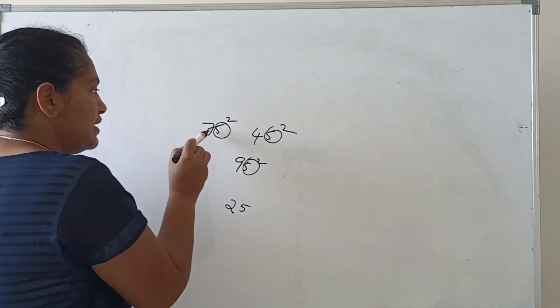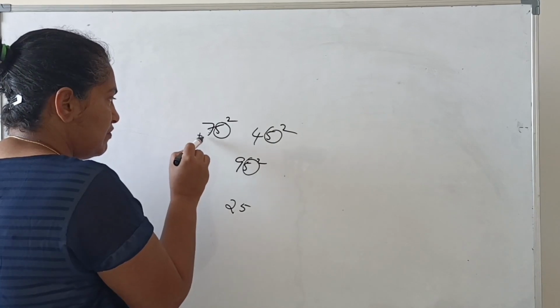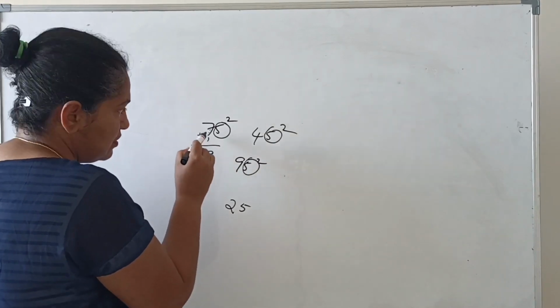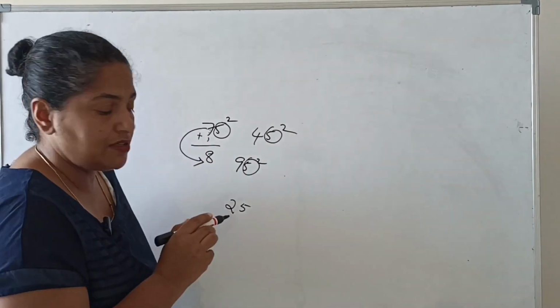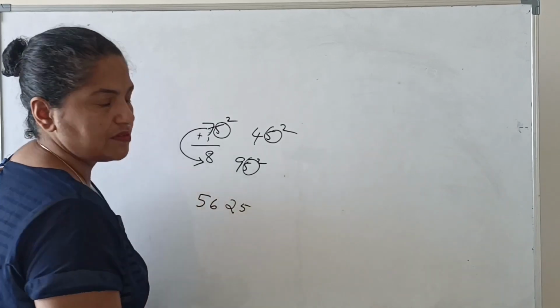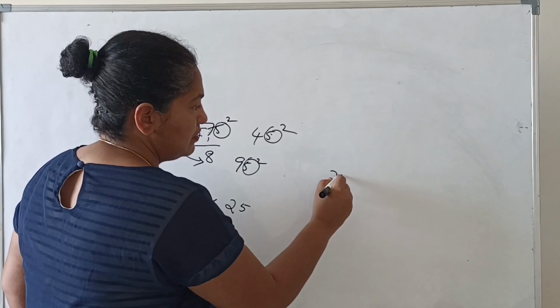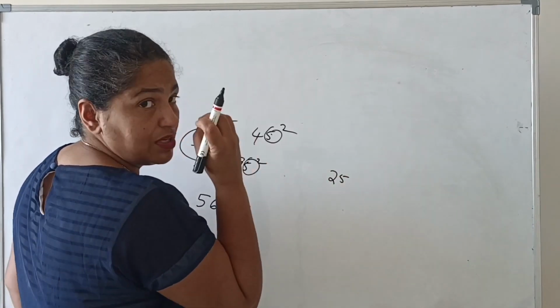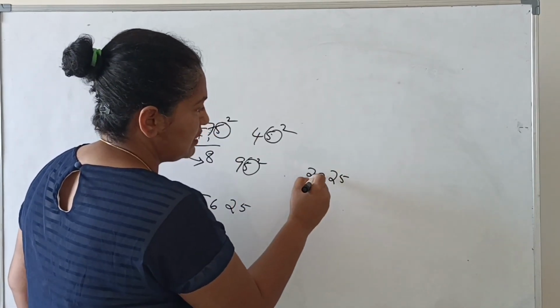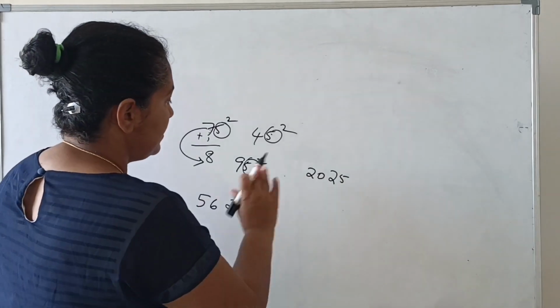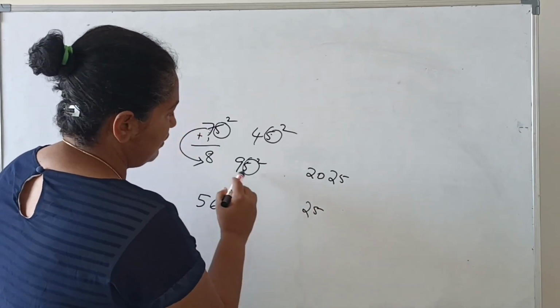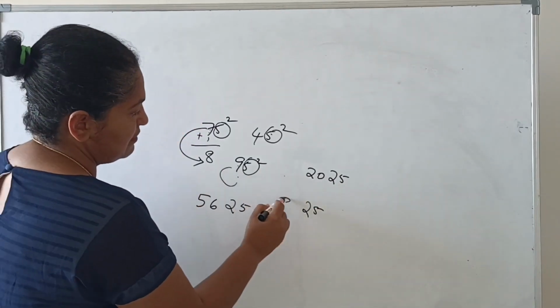Now, increase 7 by 1, you get 8. Multiply 7 and 8, 56. In the case of 45 square, the square of the last digit, increase 4 by 1, you will get 5. 5 into 4, 20. 95: 5 square is 25, 9 plus 1 is 10, 10 into 9 is 90.